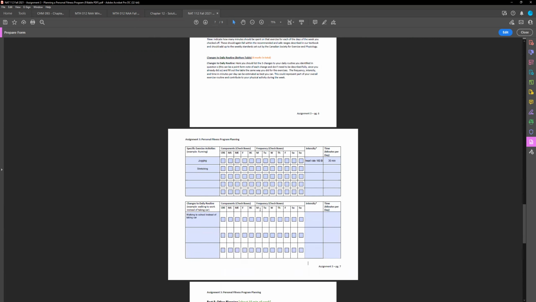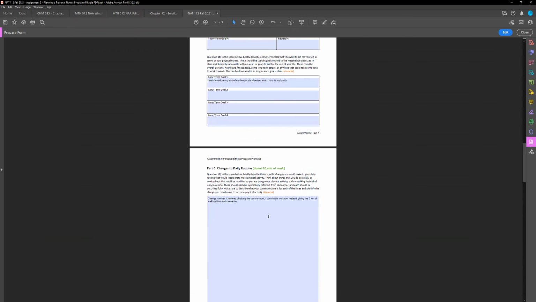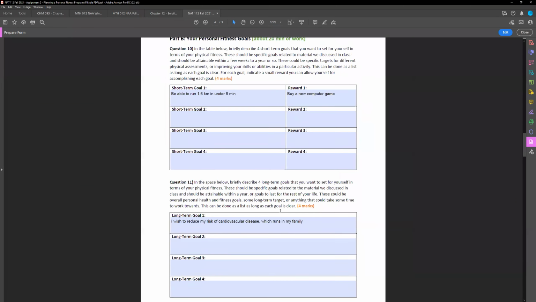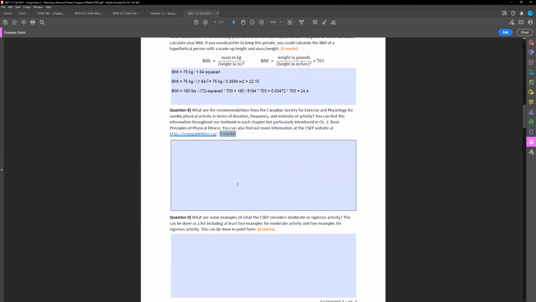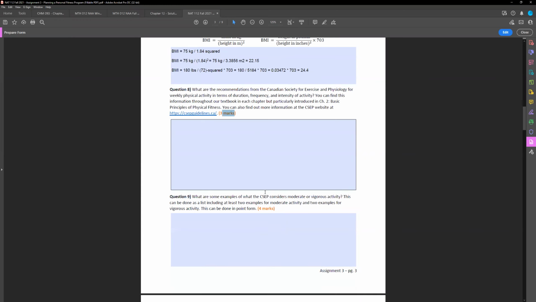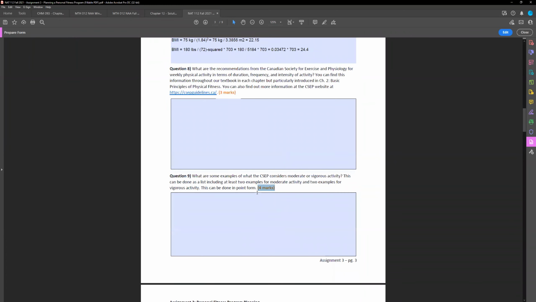Once again, one thing I would recommend, and this is good for any of your courses, if you see an assignment and you see something like 3 marks and 4 marks, this gives you an idea of how much work you're showing. When you see 3 marks, you're thinking, okay, I've got to make at least 3 points there. If you make 4 marks, I should have at least 4 points. And in this case, it asks you 2 examples for moderate activity, 2 examples for vigorous activity. There's my 4 points there.